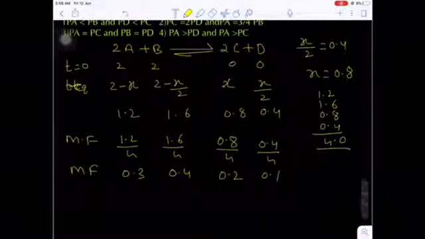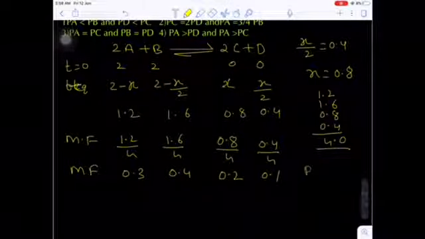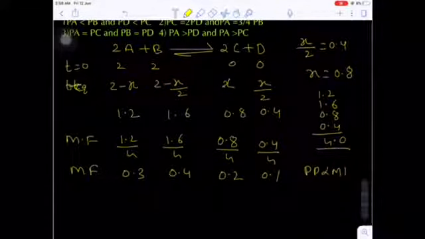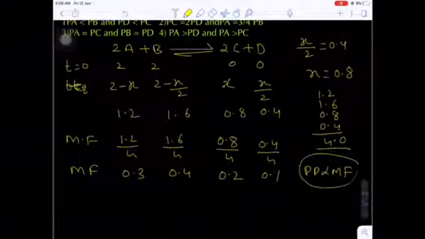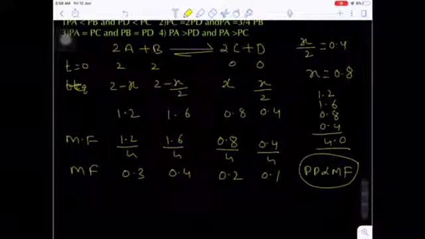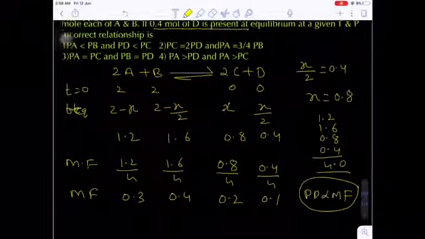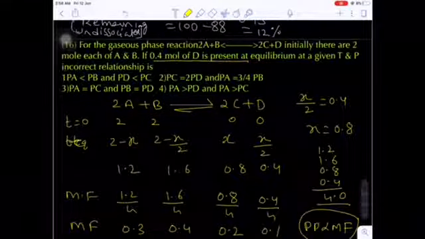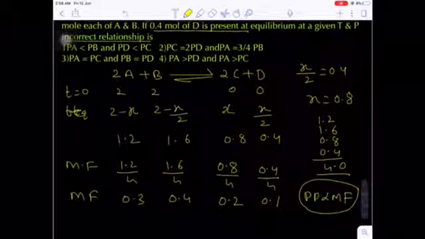After getting the mole fraction, we can directly correlate the partial pressure, because partial pressure is directly proportional to mole fraction. This is very important. Partial pressure is equal to total pressure into mole fraction. Now the question is: incorrect statement, incorrect relationship.